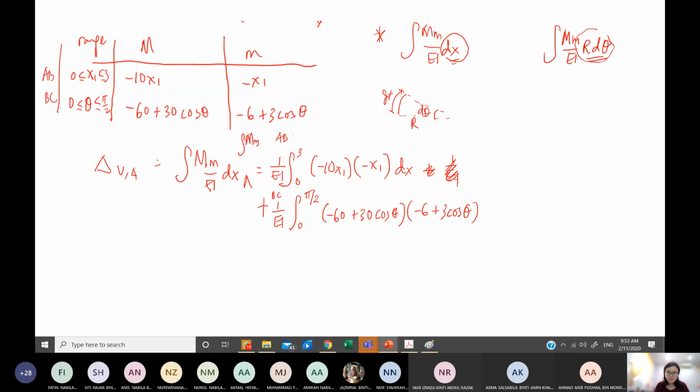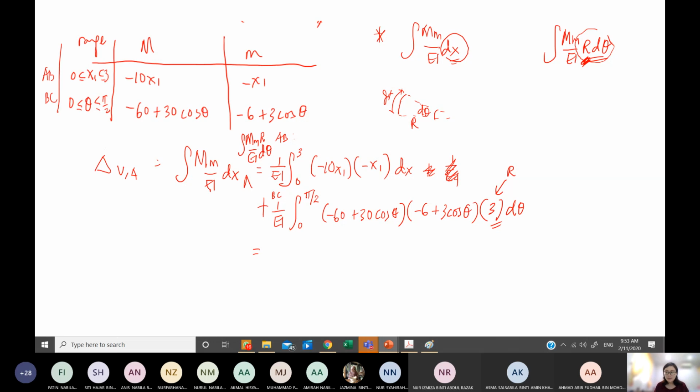Integration M over EI r d theta. Therefore here there will be another r. You need to multiply this another r, because you want to use r d theta here. This is some treatment here that you need to be aware of. Then you can continue with using your calculator.